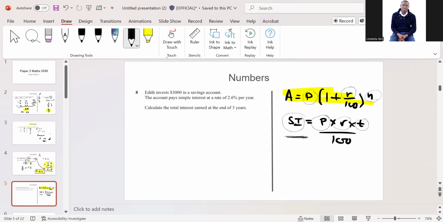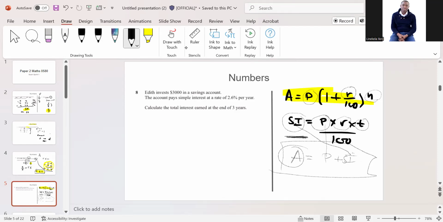Sometimes they will say, how much do you then have to pay back in total? Or how much money will you get back with the interest? If you are going to get the amount of money with the interest, then we say A equals P plus I, or plus SI. This simply means I'm adding the simple interest and the principal amount to get the total. Sometimes they can ask you to do that.